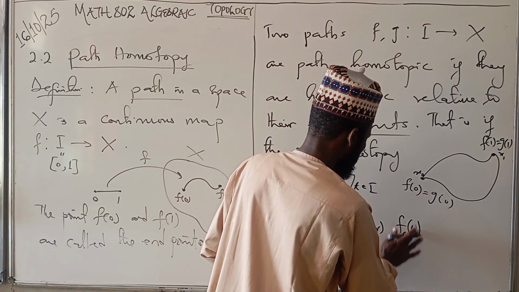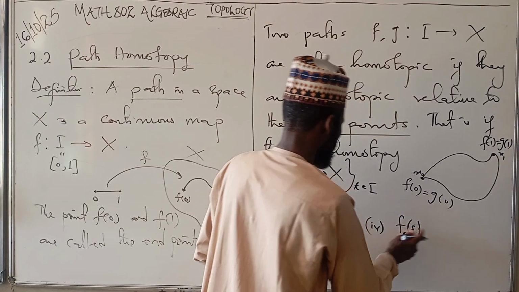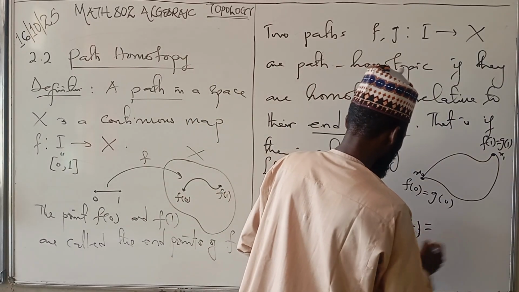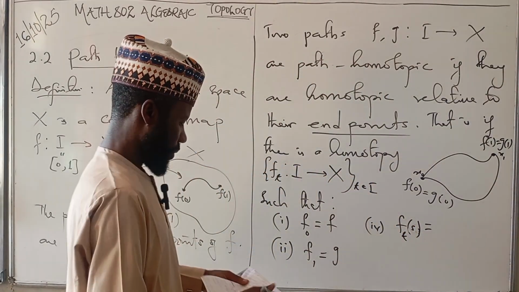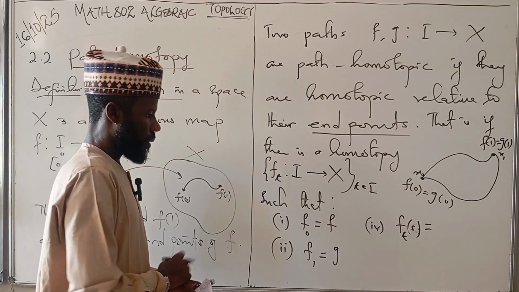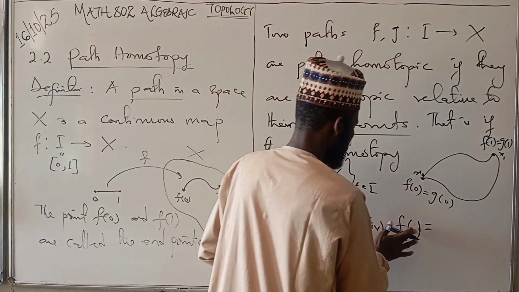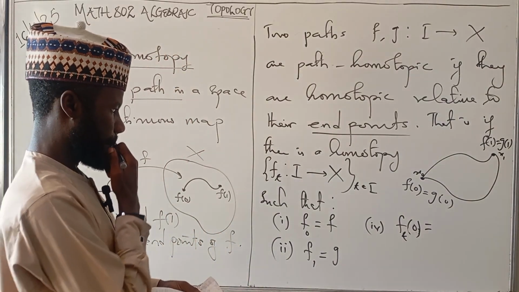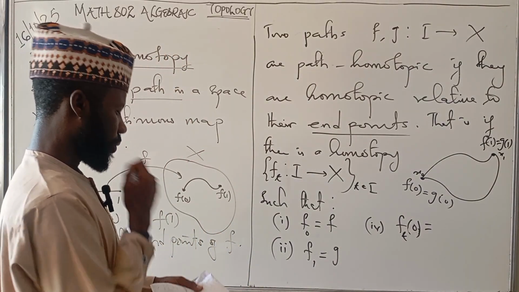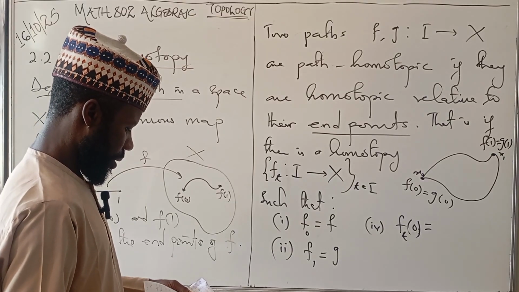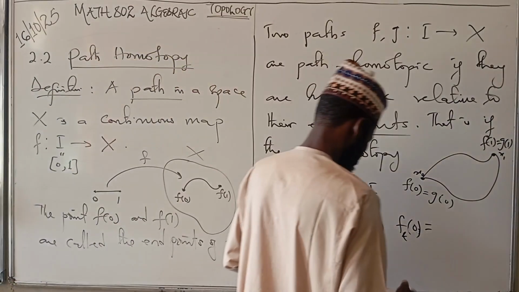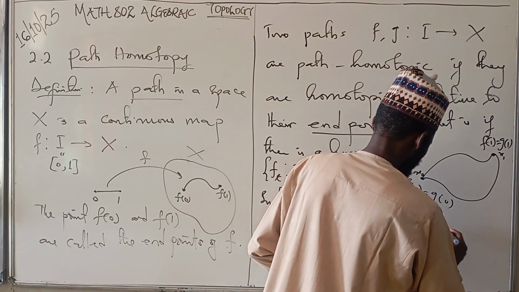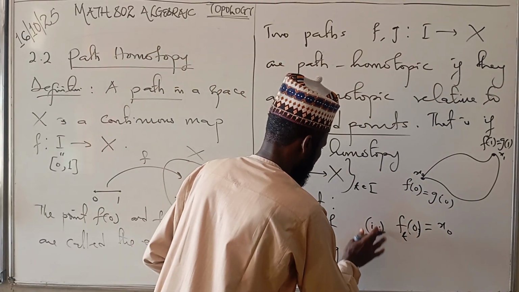And then the third condition is to say that ft of s, so if I take my argument from the domain here to be s, this should be equal to, so ft of 0 should be equal to x naught. That is number 3.